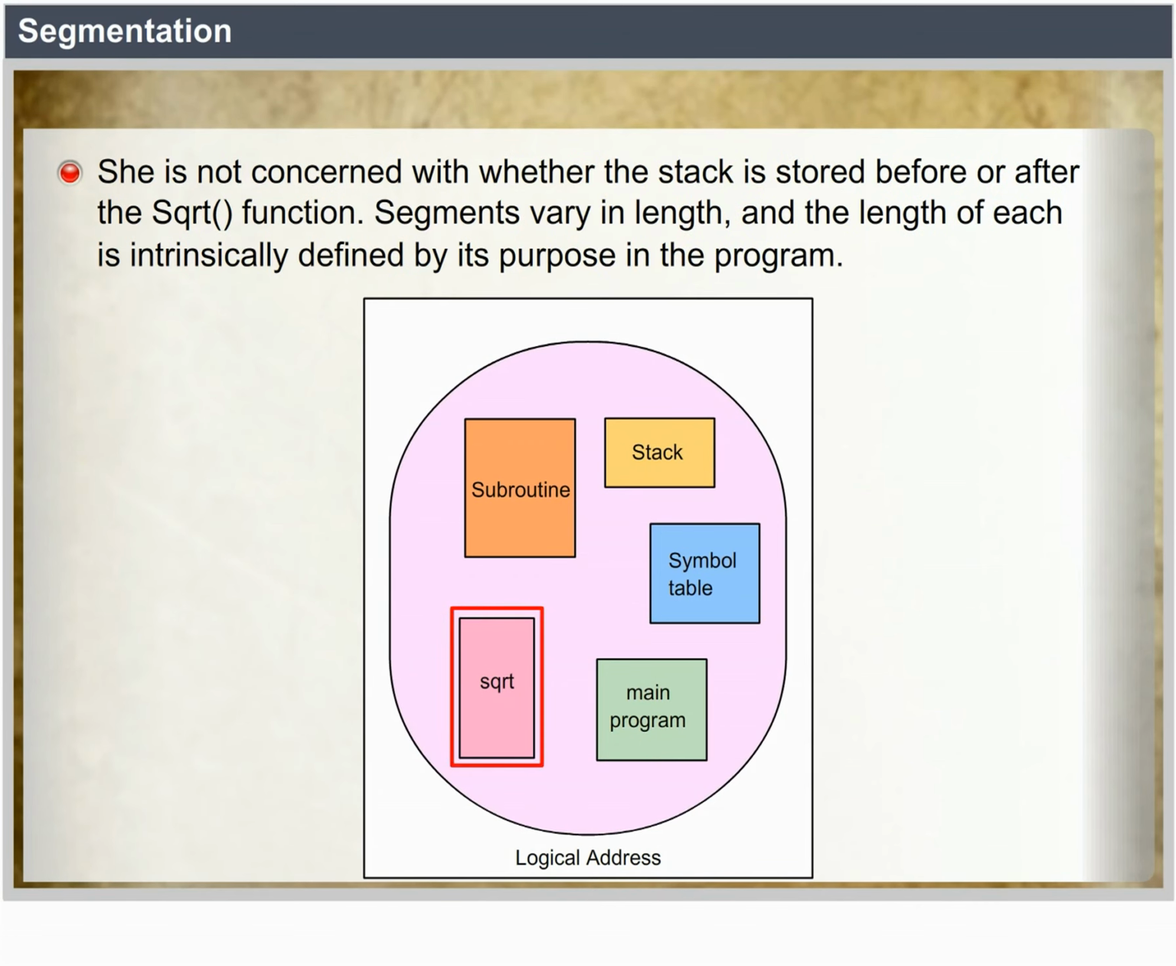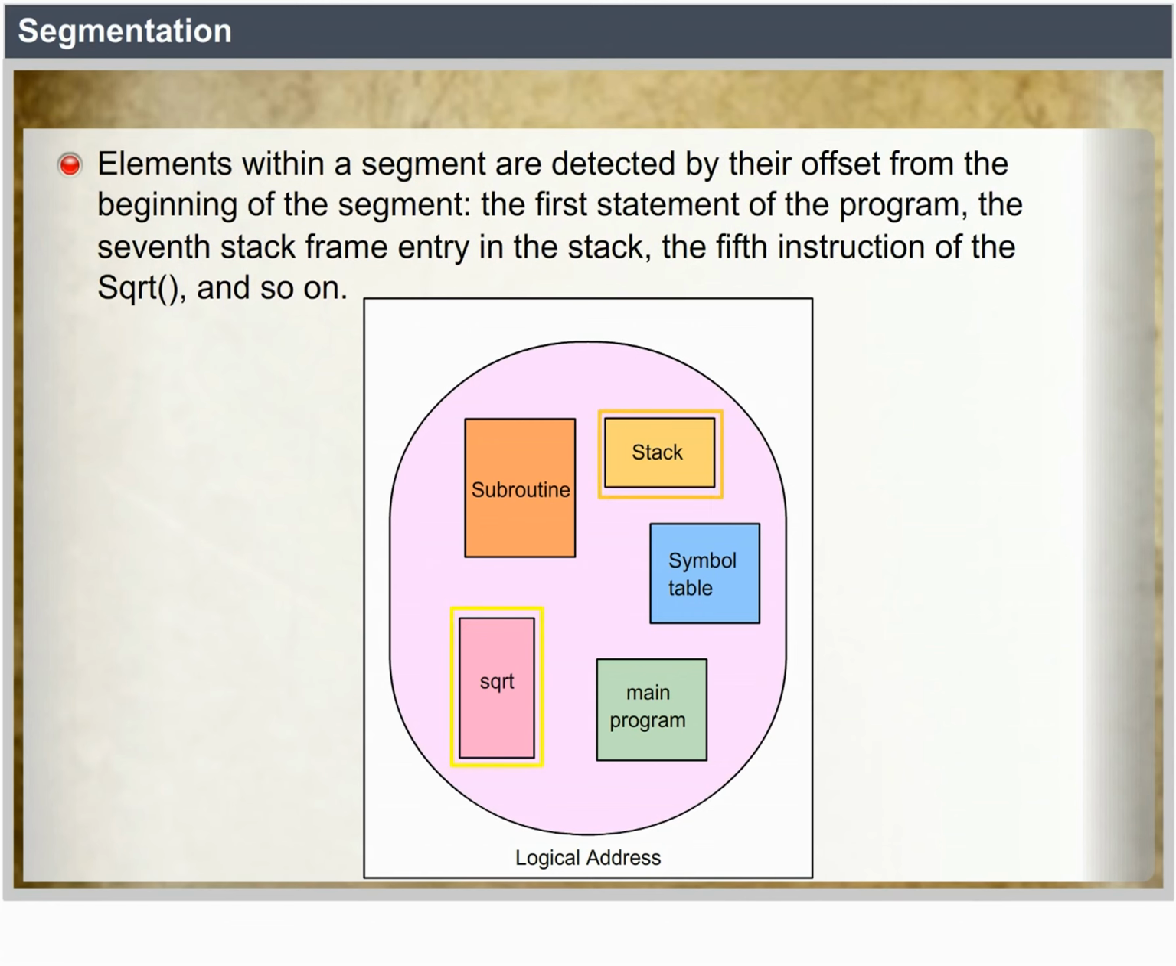Segments vary in length, and the length of each is intrinsically defined by its purpose in the program. Elements within a segment are identified by their offset from the beginning of the segment: the first statement of the program, the seventh stack frame entry in the stack, the fifth instruction of the sqrt function, and so on.